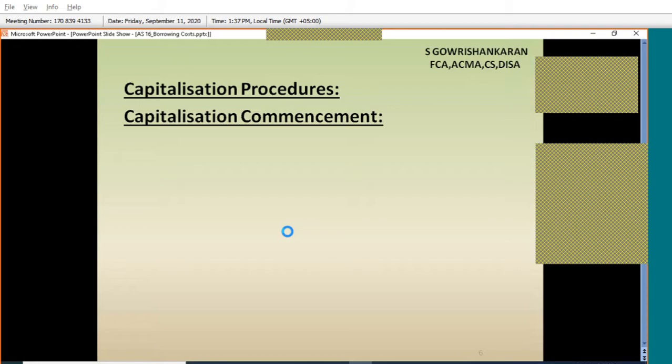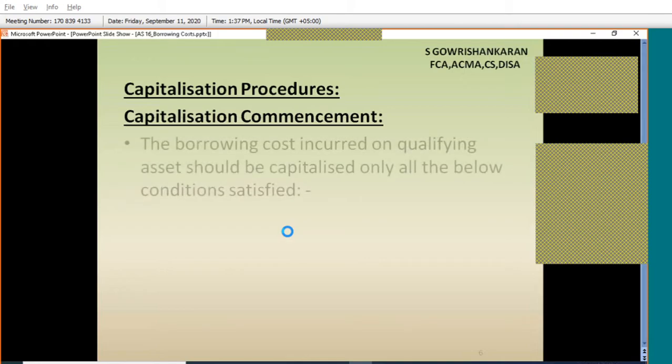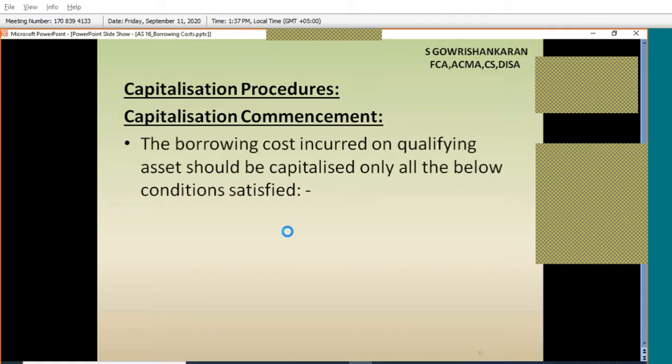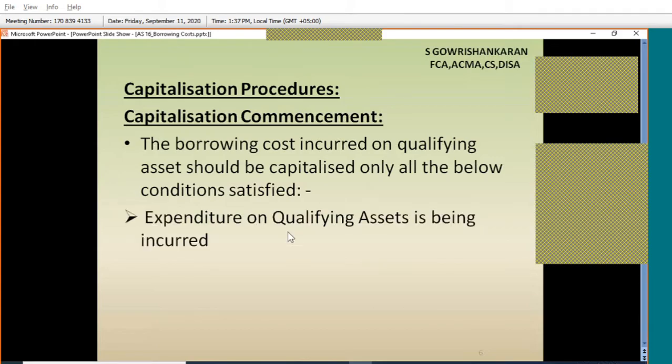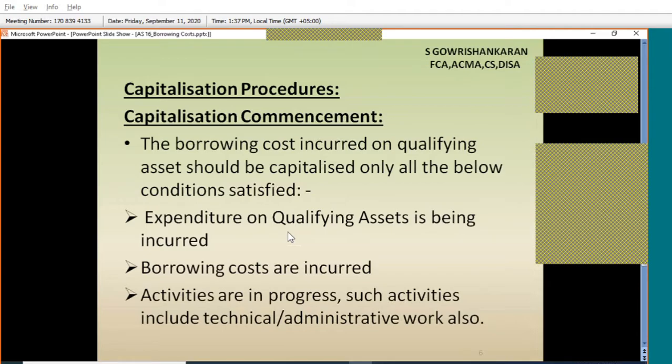Capitalization commencement, meaning when I should start capitalizing my interest with the cost of the asset. The borrowing cost incurred on qualifying assets should be capitalized only if all the below conditions are satisfied. What are the conditions? Let's go.